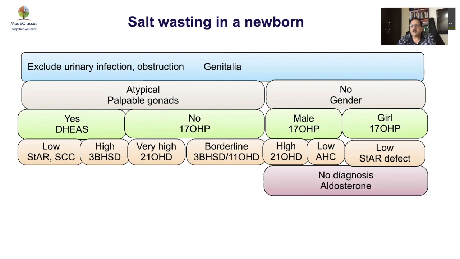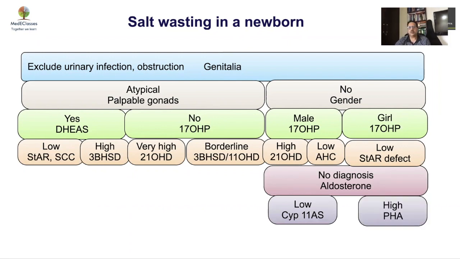If everything is done, look at aldosterone. If aldosterone is low, it is 11-aldosterone synthase defect. If it's high, it's pseudo-hypoaldosteronism. So basically, the evaluation will depend upon the genitalia, whether it is normal or not, whether you have got a normal 21-hydroxylase. In boys, exclude AHC, and then you go with aldosterone levels.